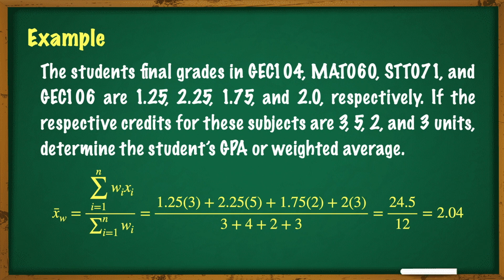In this problem, the grades per subject are the observations, and the number of units of each subject are the weights. Now, computing the GPA using the weighted mean formula, we get 1.25 multiplied by 3 plus 2.25 times 5 plus 1.75 times 2 plus 2 times 3 all over the sum of the weights, which is 12. Adding all the values in the numerator divided by 12, we obtain the GPA of the student for that semester, which is approximately 2.04.